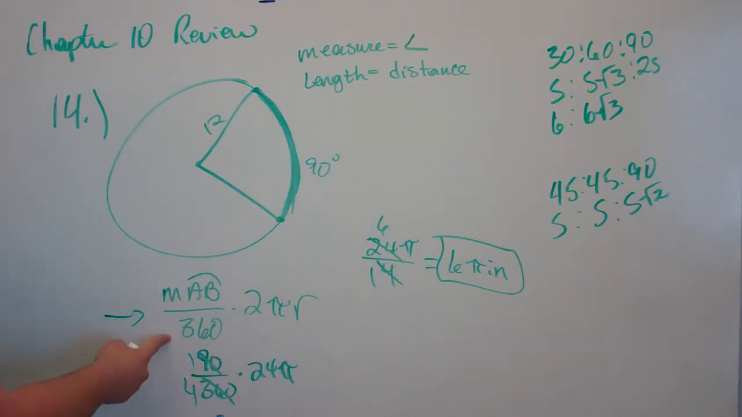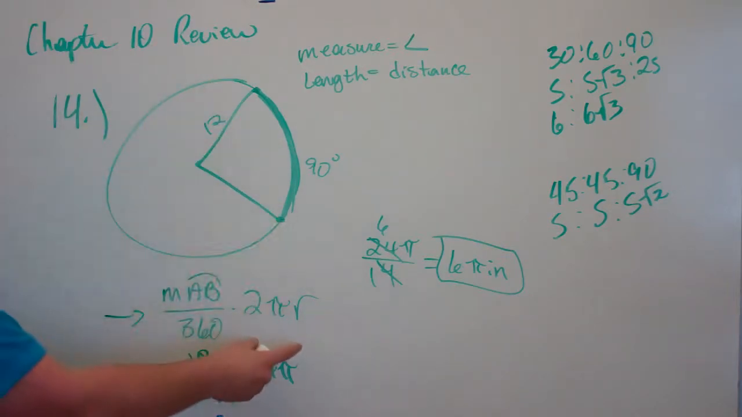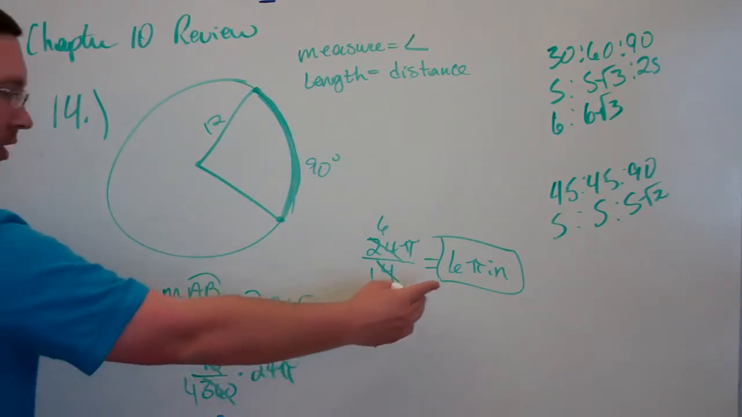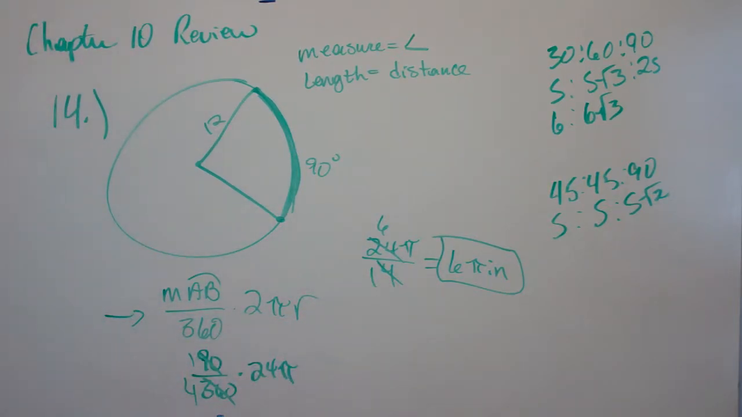Alright? So, for the length of the arc, you just got to remember this formula. The measure of the arc divided by 360 times the circumference of the circle. This gives you the circumference. So you figure out what piece of your circumference your arc is, and then you multiply that by your circumference to find the length of it. Alright?